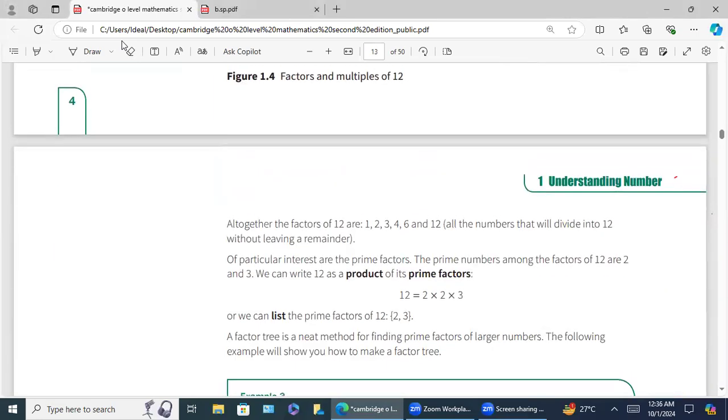Moving on. Altogether, the factors of 12 are 1, 2, 3, 4, 6, and 12. All these numbers divide into 12 without leaving a remainder. I explained already. These all are the factors of 12.